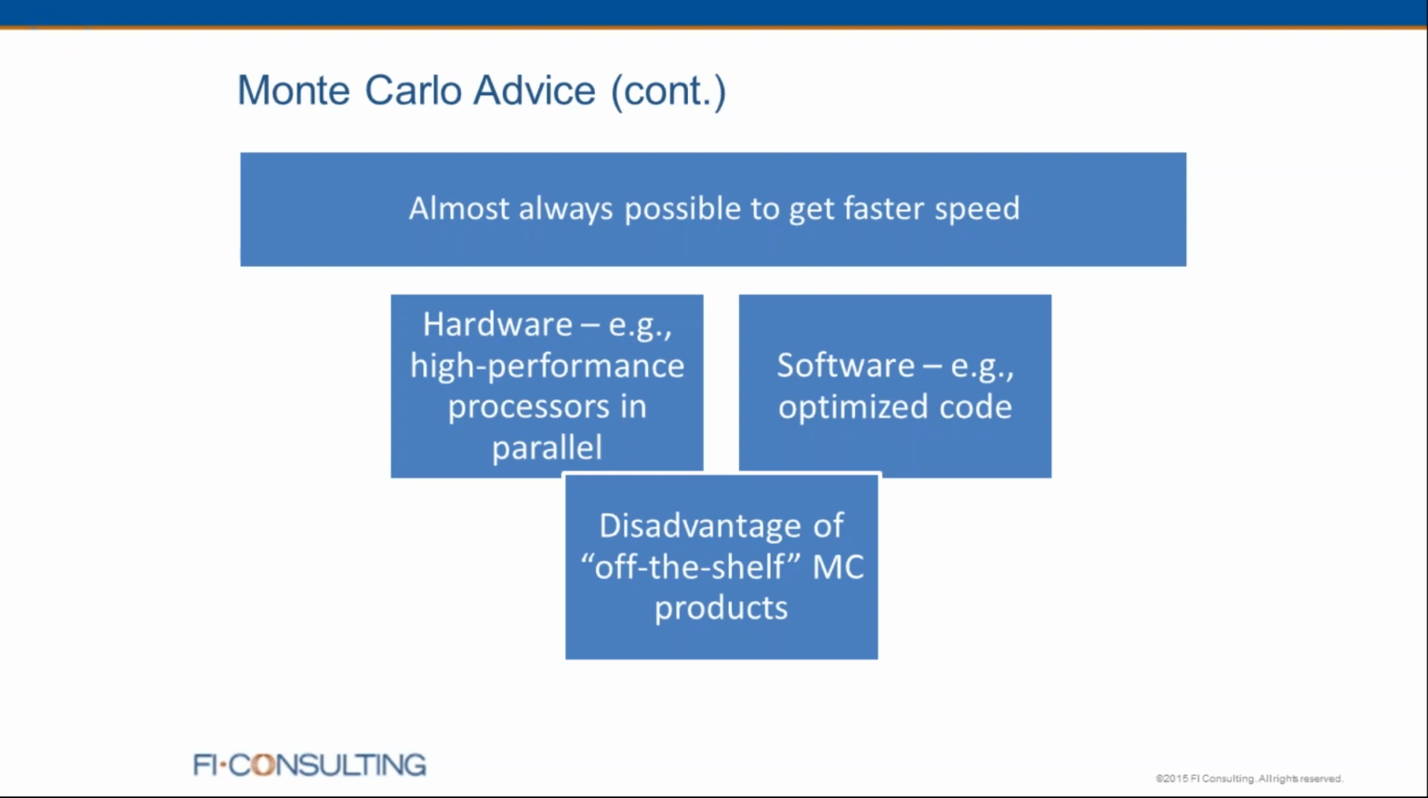One, Monte Carlo always wants to be faster. Number two, you can almost always get whatever you have now to be faster. This is a disadvantage of off-the-shelf software products here.